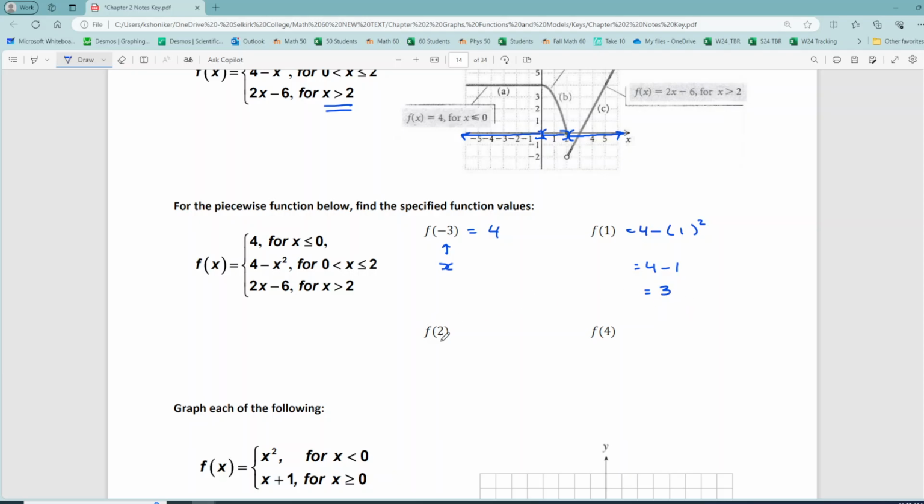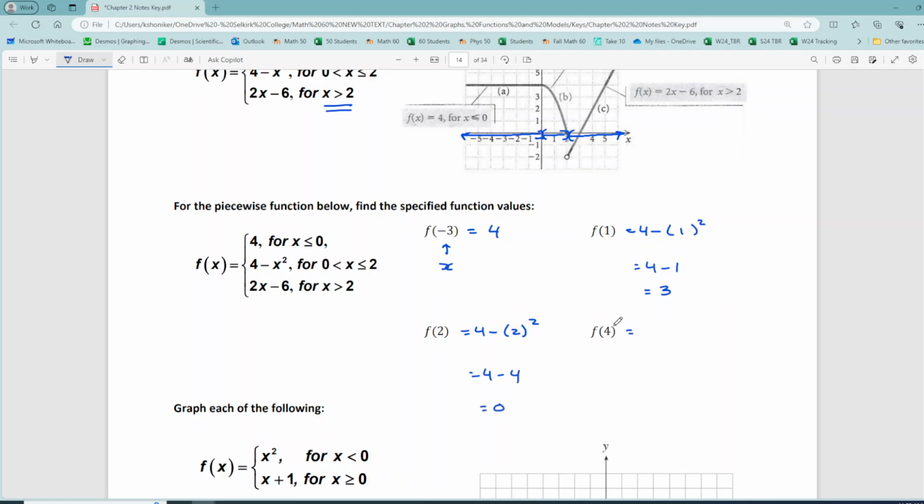The next one I want to put in is x is 2. I chose this one because this function is for x values that are greater than 0 and less than or equal to 2, whereas this expression defines the y values when x values are greater than 2, but not equal to. So we are going to plug into this second function again. We're going to plug into 4 minus x squared, where x is 2, and I get 4 minus 4, which is 0.